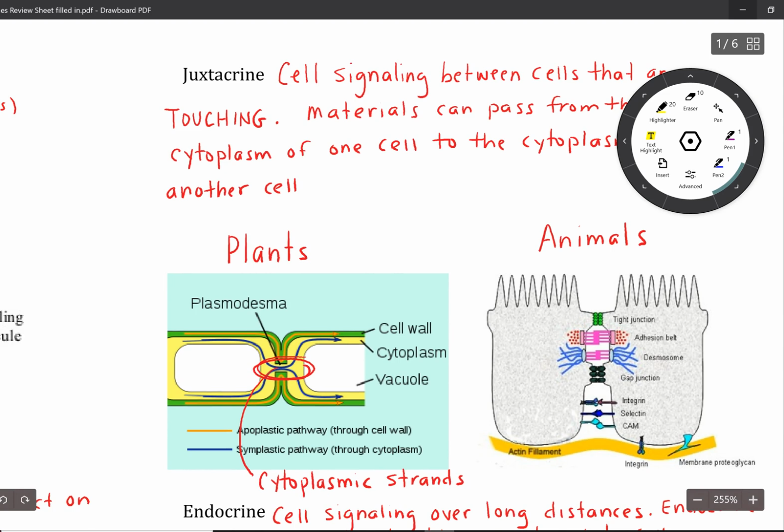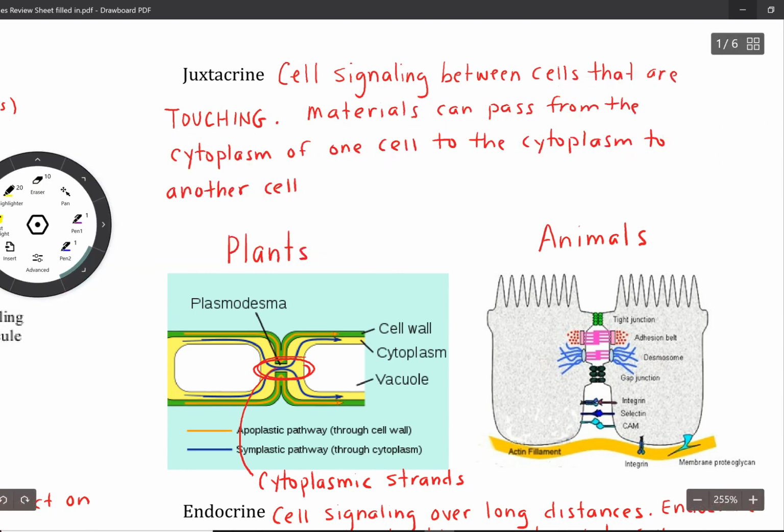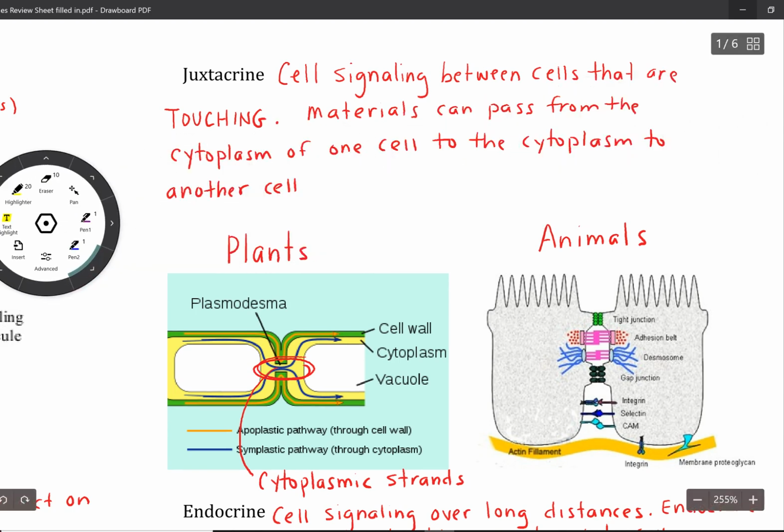Juxtacrine is our next type. Here, these cells are touching each other, and in the case of plants, we have what are known as plasmodesmata, and in animals, we will have tight junctions or gap junctions, and these are ways that cells that are adjacent to each other, that are touching, can share materials between their cytoplasms.